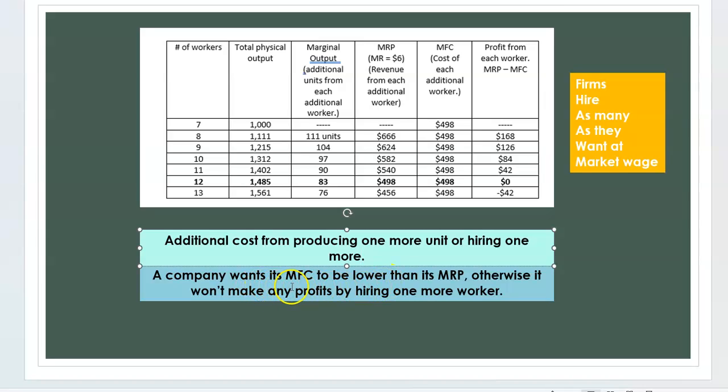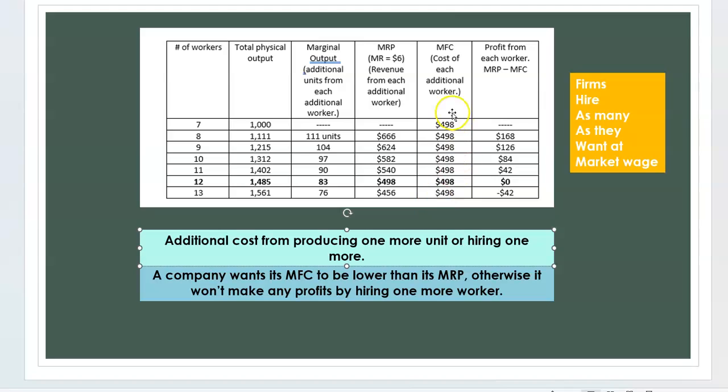So a company wants its marginal factor cost to be lower than its marginal revenue product. I'm sure this makes perfect sense to you. They want to pay you less than the amount you're bringing in. Otherwise, they won't make any profits by hiring 1 more worker. So that is just an important thing. Now let's look at this table together.